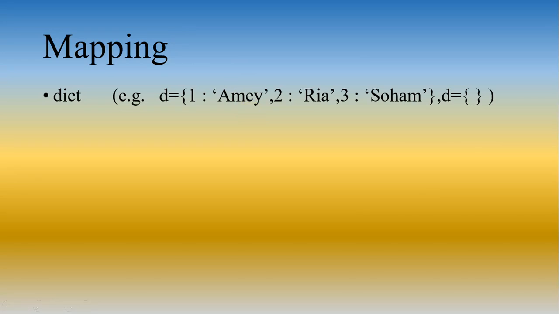But here the key should not be changed. That is, the key should be immutable. Anything can be given as a key, but it should be immutable. It should not be changed. D is equal to this. Empty curly braces will also represent a dictionary.